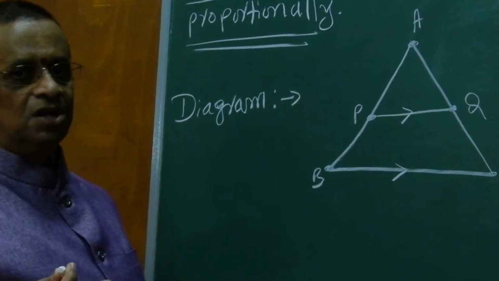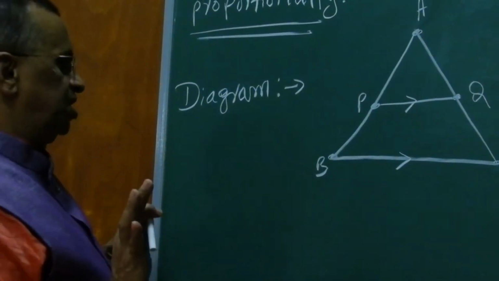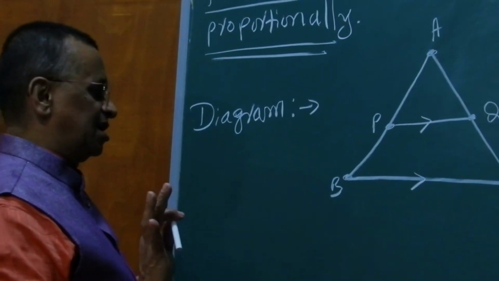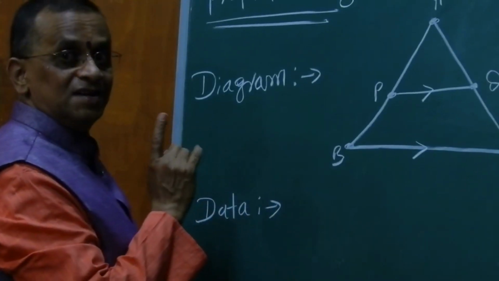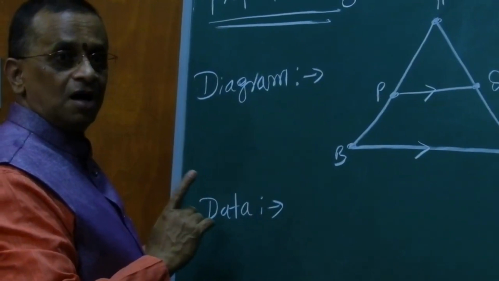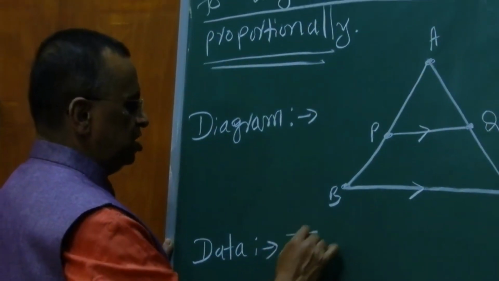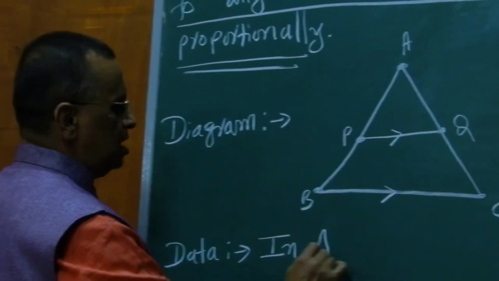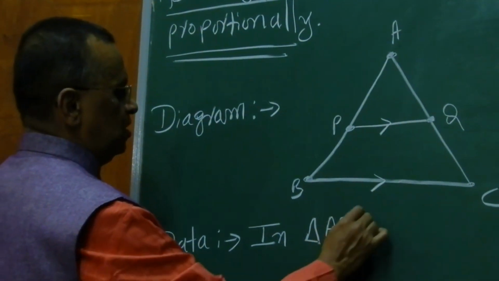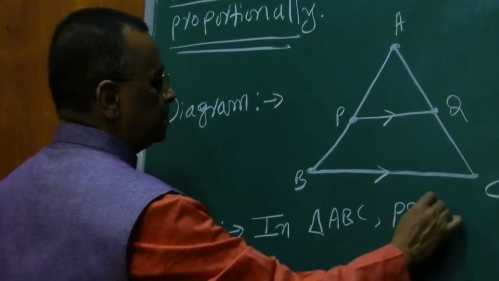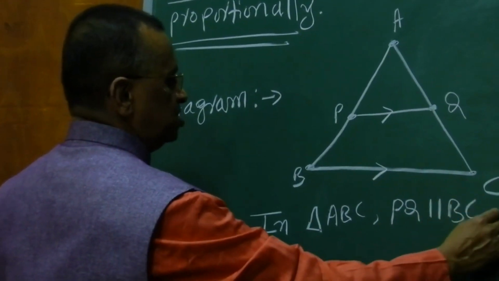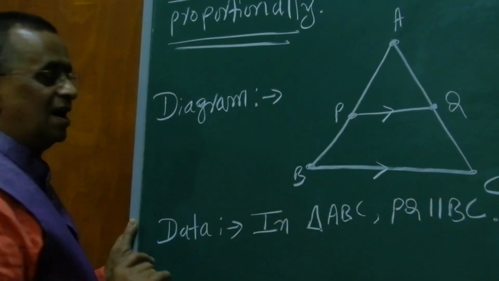The next step is data, that is, the description of the diagram drawn. Here the data is: in triangle ABC, PQ parallel to BC. This is the data.